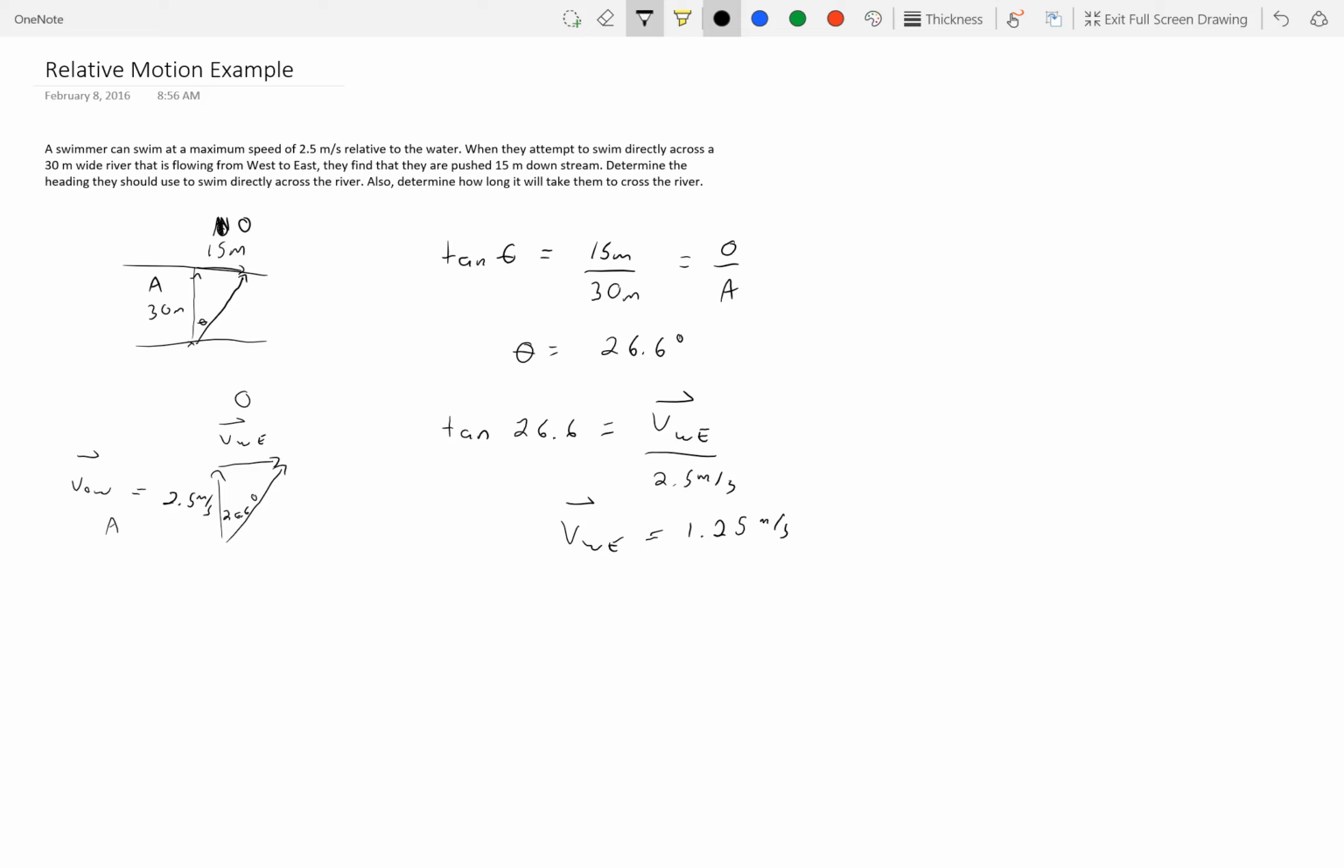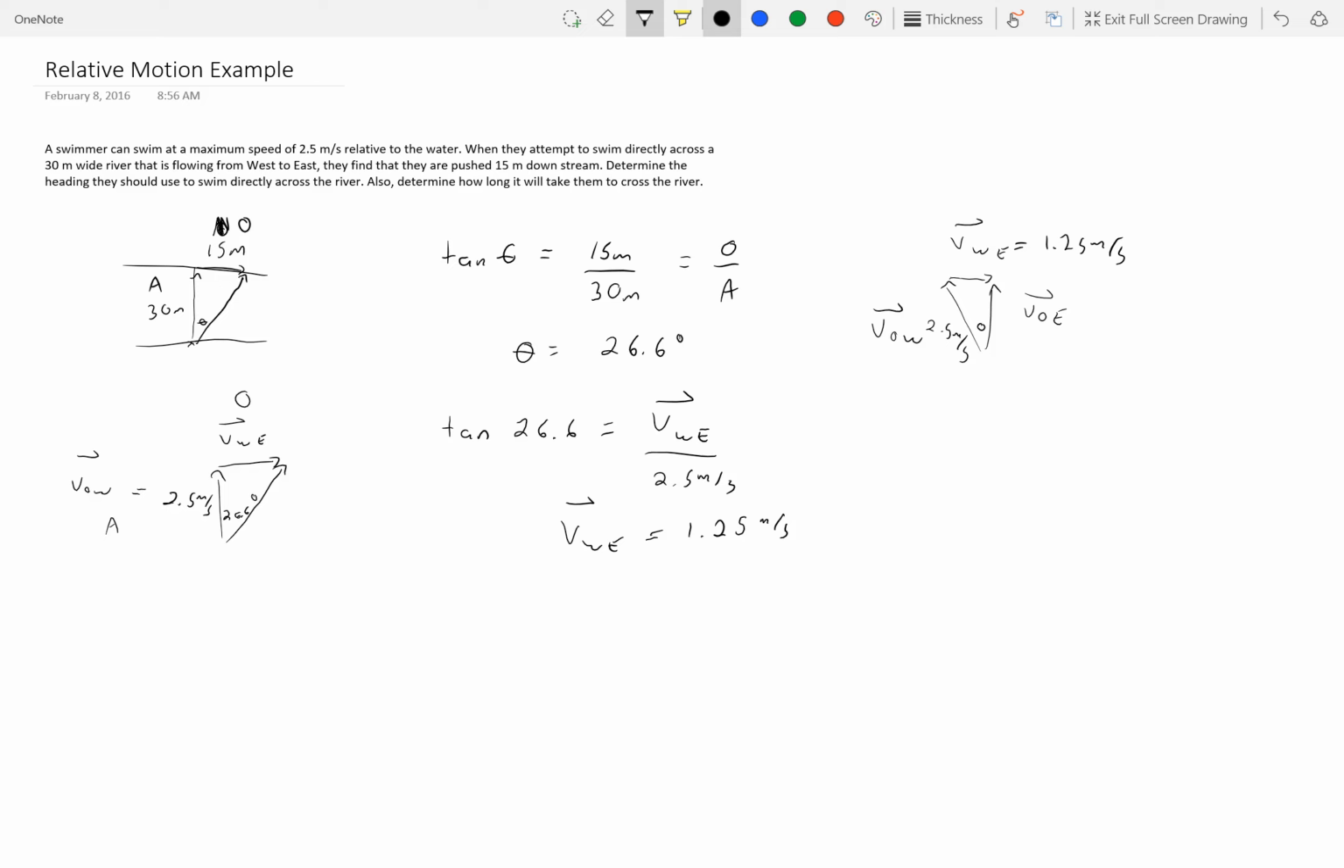With that in hand, then, we can imagine trying to aim yourself upstream so that when the river pushed you back downstream, you ended up going straight. So if you head upstream a little bit, and then the river pushes you back downstream, you end up going straight across. This is the velocity of the object relative to the earth. This is the velocity of the water relative to the earth. And this is the velocity of the object relative to the water. So this is you swimming at 2.5 meters per second. The current pushes you at 1.25 meters per second.